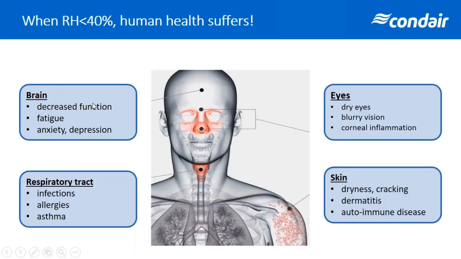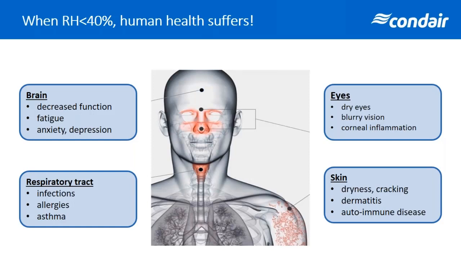Okay, we've talked about microbes. Let's quickly talk about humans. What happens to our bodies in a dry environment? Well, when the relative humidity is less than 40%, we don't do well. Our brain is affected. We don't think as clearly. We get slight dehydration of our brain tissue, which definitely diminishes the neural transmission between our brain cells. We get tired. We get anxious. Our respiratory tract is affected. We're more vulnerable to infections, allergies, asthma.